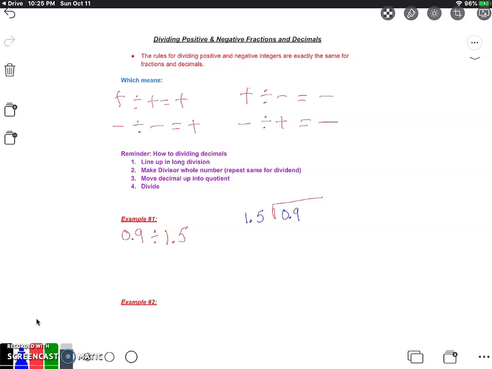And remember, before I can divide this, I've got to make my divisor a whole number. So I'm going to take this decimal, move it one time. And if I do that on the outside, I have to do it on the inside. Take this decimal, move it one time. All right, so now what I have is 15 going into 9.